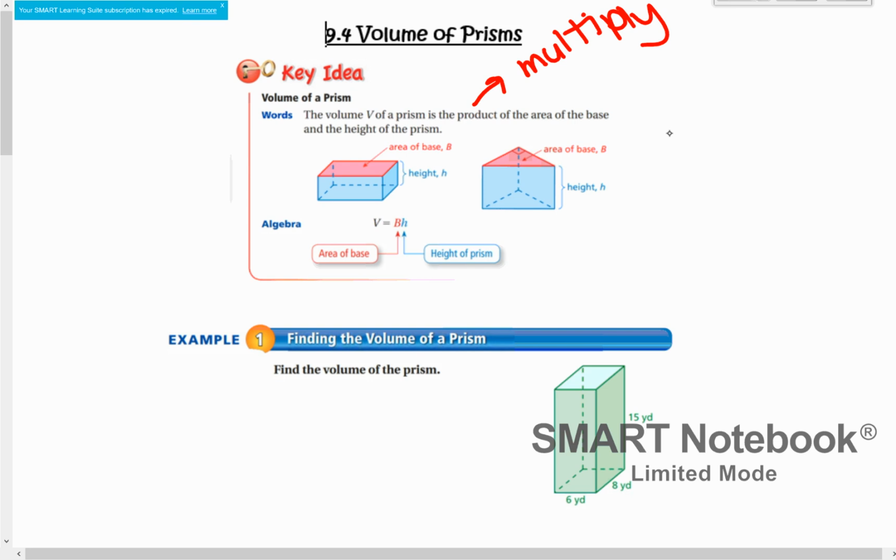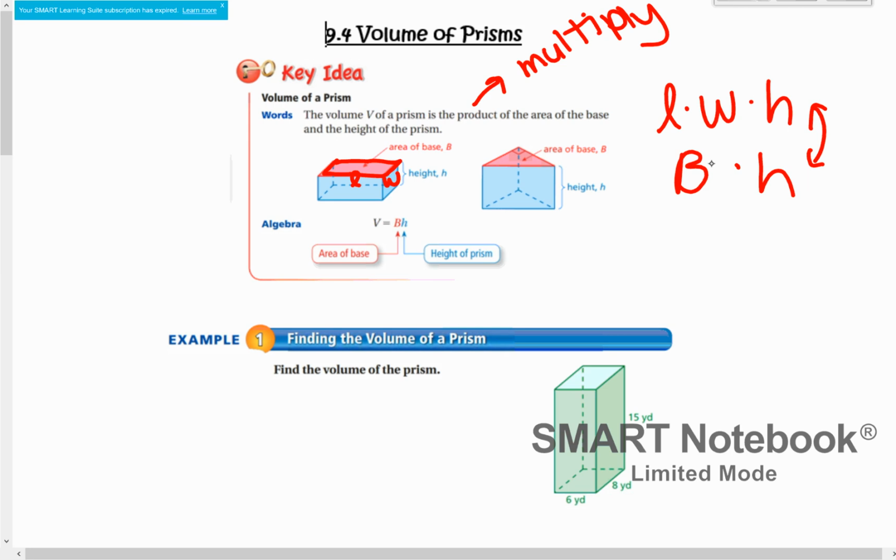Okay, so we've learned that a rectangular prism is length times width times height. Now, why this means the exact same thing is because length times width is the area of our base. Okay, so if this is our base, that length times that width is the area of the base. So these two things mean the exact same thing.